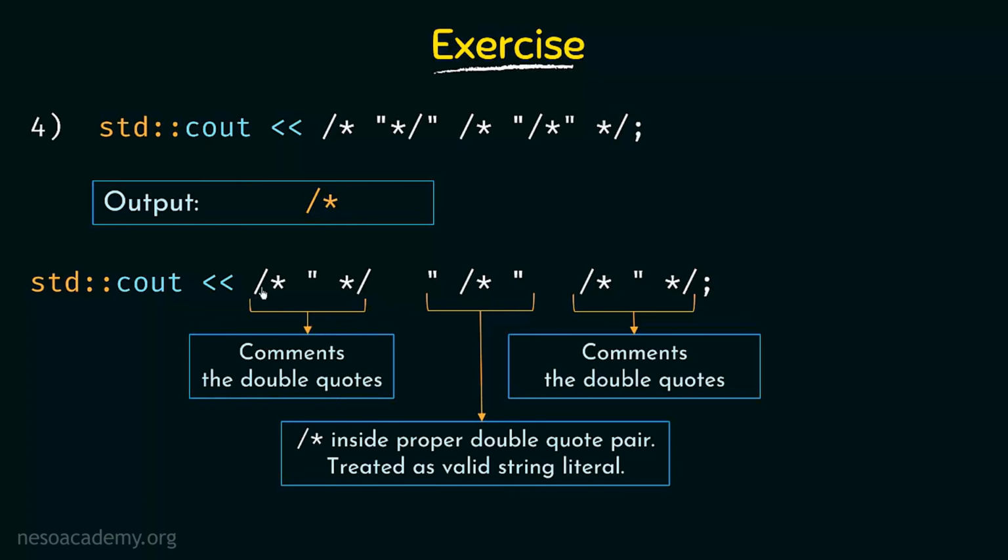So as I said, this part comments the double quotes, and here we see that this /* is inside a proper double quote pair, and because of that it is treated as a valid string literal and it gets printed. And here again, this part comments the double quotes. So this part is ignored, this part is also ignored, and within these double quotes we have this /* which gets printed correctly. So we see that there are no errors here, and this is the output.